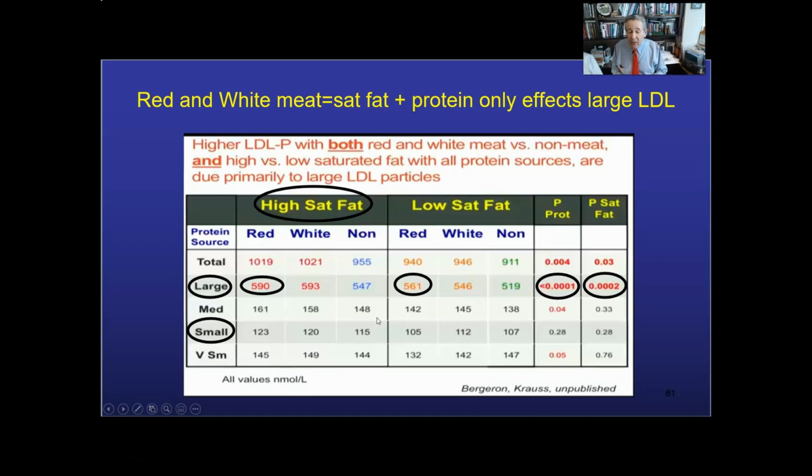What we know now is total cholesterol in the days of Ancel Keys was a very rough surrogate for total LDL, which was a rough surrogate for LDL particle number, which was a surrogate for small LDL. And now that we can measure small LDL, we really understand where we went wrong for so many years.